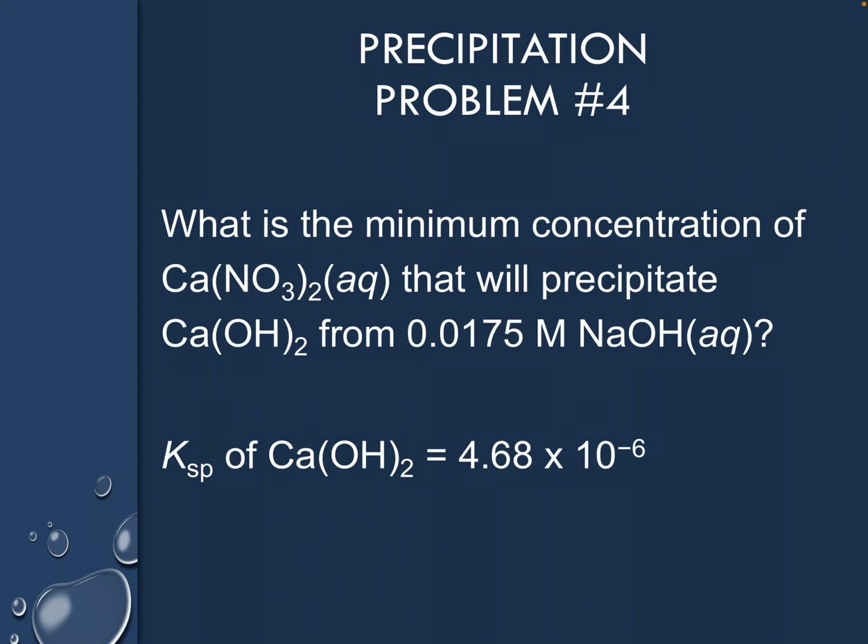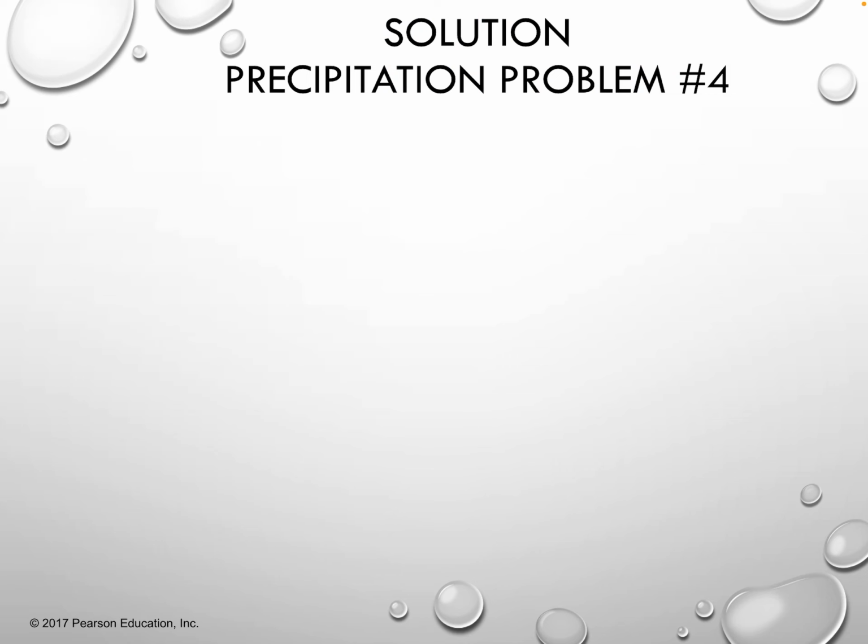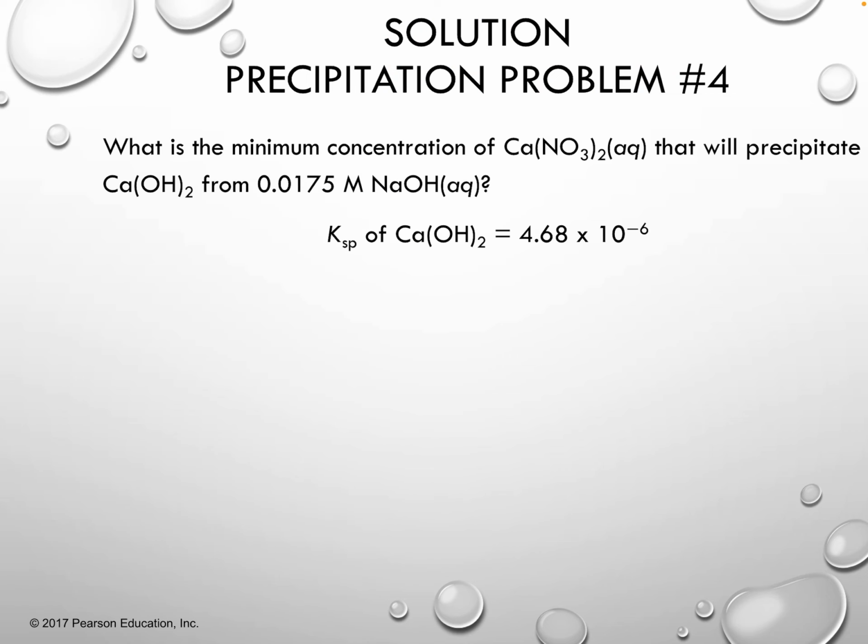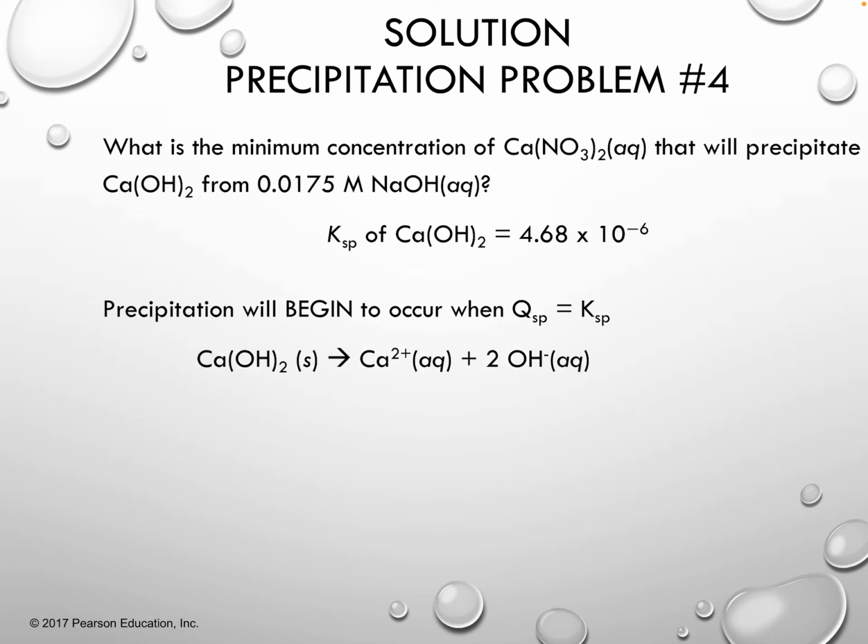So we want to know the minimum concentration. The way that we do this is we say precipitation will begin to occur when QSP is equal to KSP. That's what I was talking about in the previous slide. When we have QSP equal to KSP, that is when it is just starting to precipitate. That's going to be the key for solving this problem.